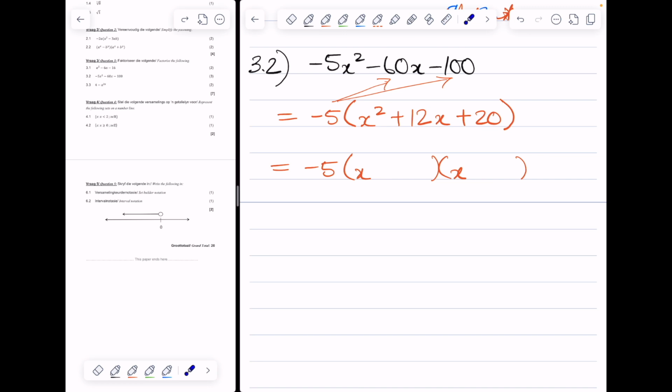It could be both negative or both positive. Now I need to go check, okay, what is my third term? My third term sign is positive, so whatever factors for 20 I choose, it needs to add up to a positive number here, a positive 12.